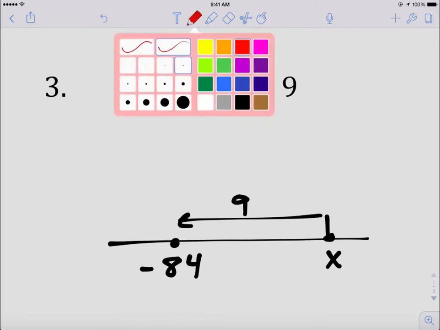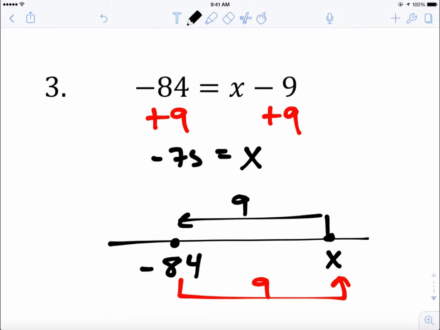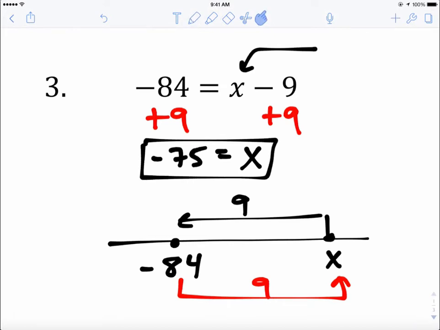So what do I want to do? I want to find out what number is 9 to the right of negative 84. I'm going to add 9 to negative 84. I'm going to undo this subtracting of 9 right there to isolate our variable. I think that our unknown variable is going to have to be negative 75. I think that is the number, such that if we substitute it in here, it will make the equation true.